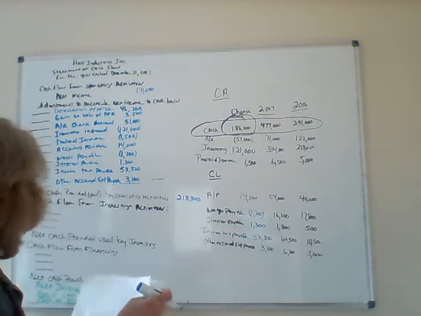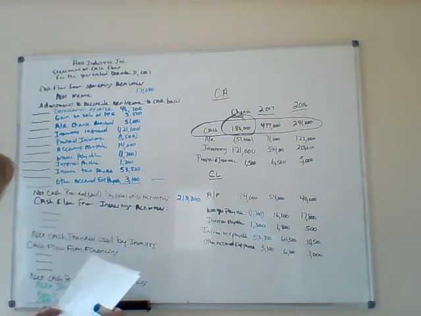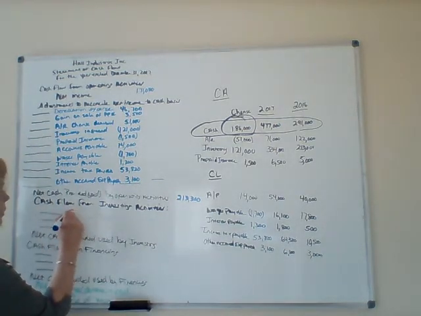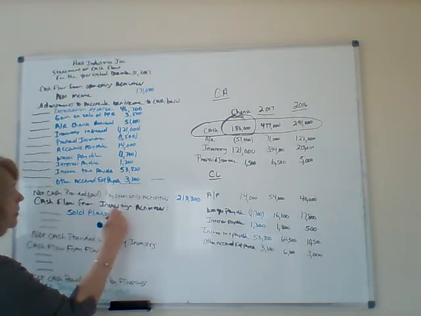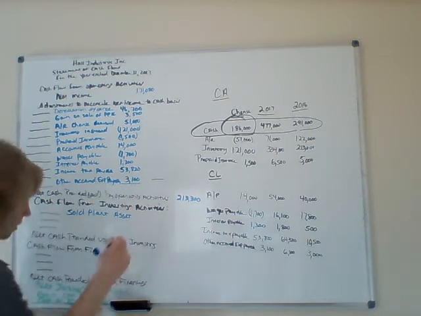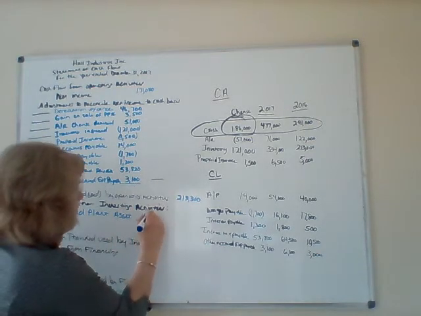So I go over here and I put sold plant asset, 4,200.